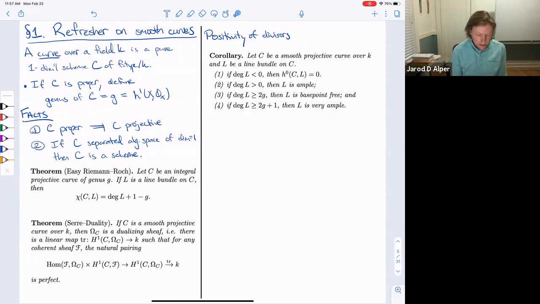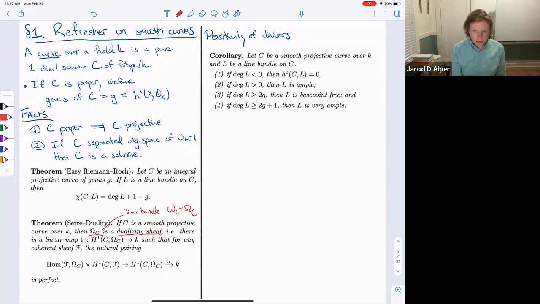So Serre duality says that the sheaf of differentials is a dualizing sheaf, and since C is smooth, this is a line bundle. And we often write omega C as the sheaf of differentials on a curve because it is the dualizing sheaf. And just to remind, the dualizing sheaf is something where the natural pairing satisfies Serre duality.